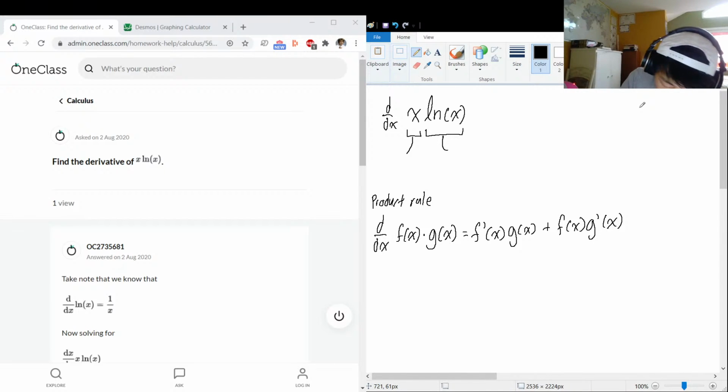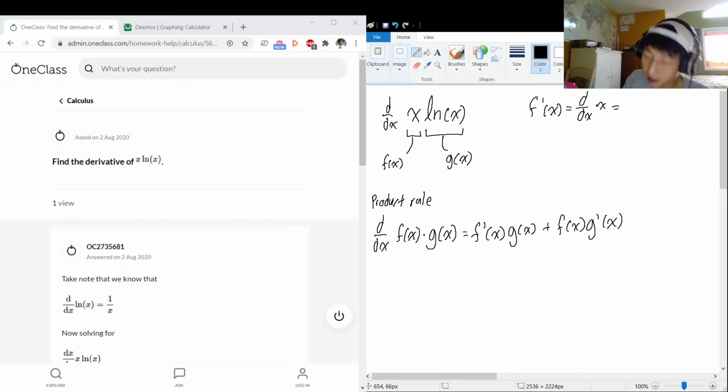So in this case, f of x is going to be just x itself, and g of x is going to be the natural logarithm of x. So let's find the derivative of f of x. What's f prime of x? F prime of x is the derivative d over dx of simply x itself, and that is a nice easy 1, because x is just a diagonal line along 45 degrees. The tangent of that has a slope of 1 always. It's just a straight line.